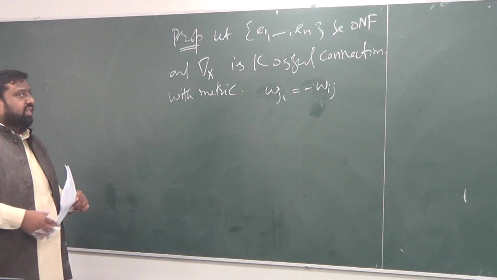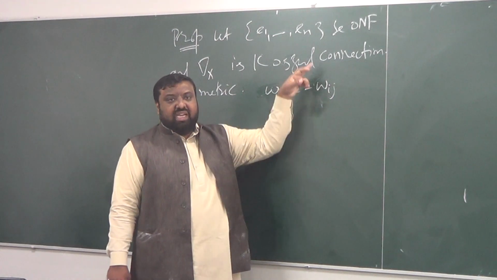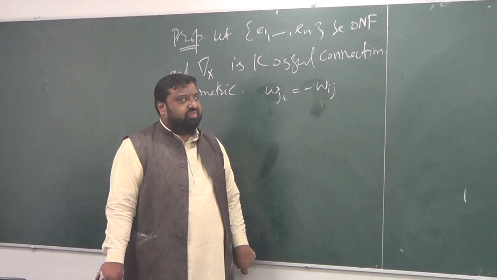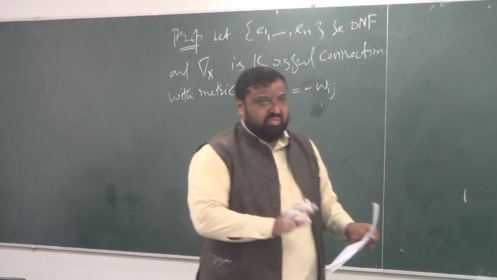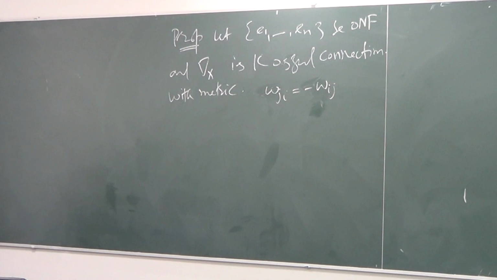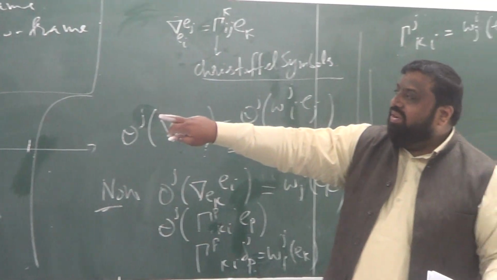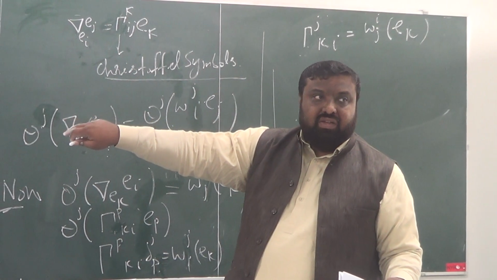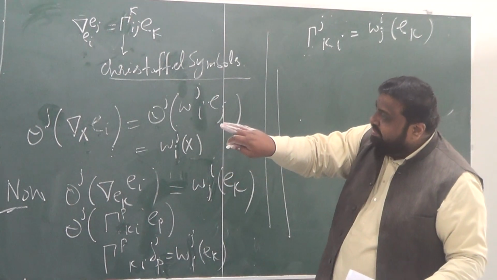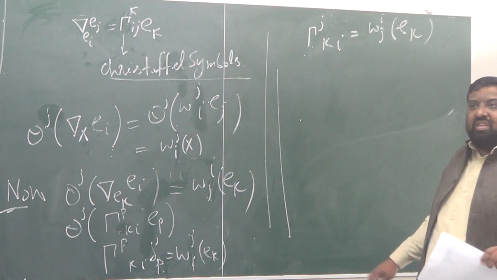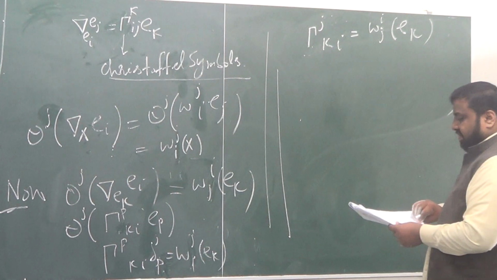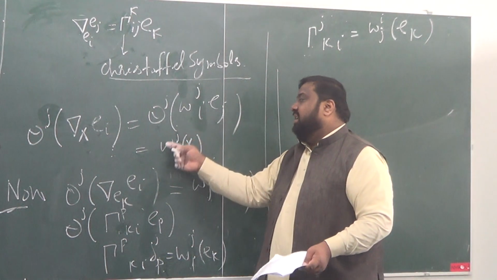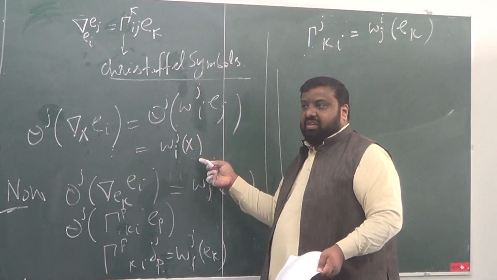Do you remember the relationship between the w_j^i with the upper index and the w_ij with the lower index? We introduced them last time. What is the relationship between these w's and these w's? We defined it last time: you multiply these w_j^i with the metric tensor, and then it lowers the index.